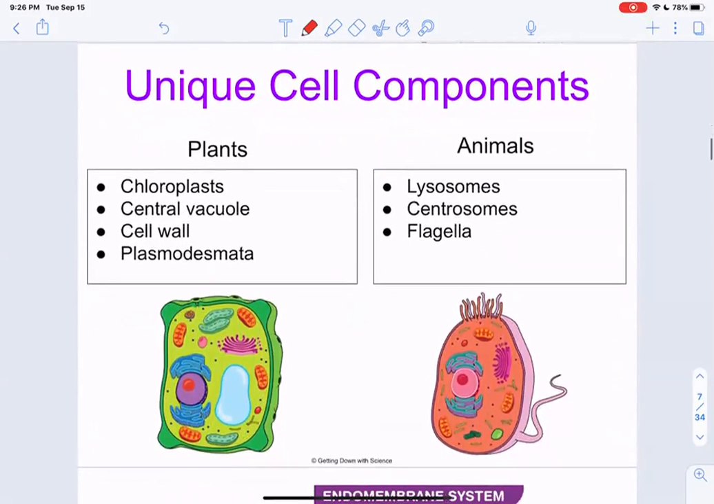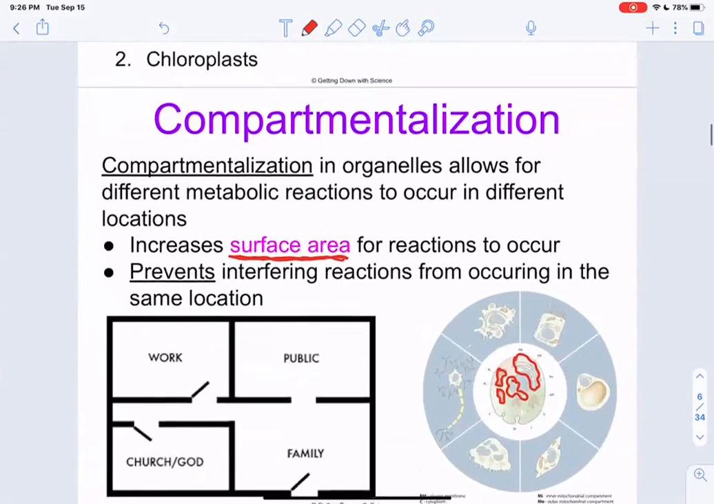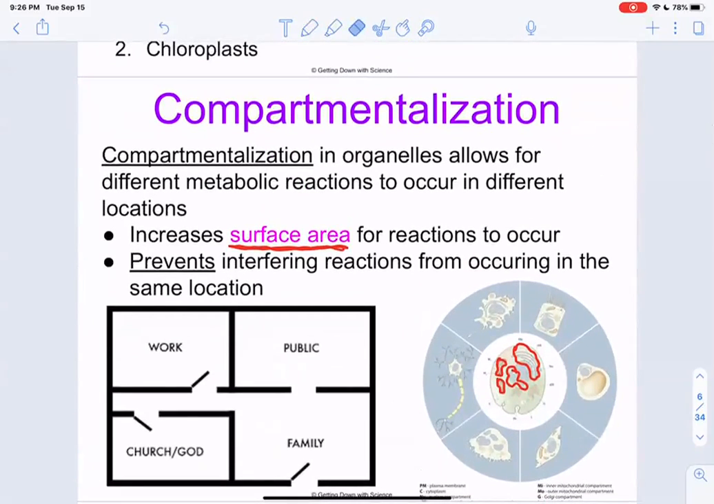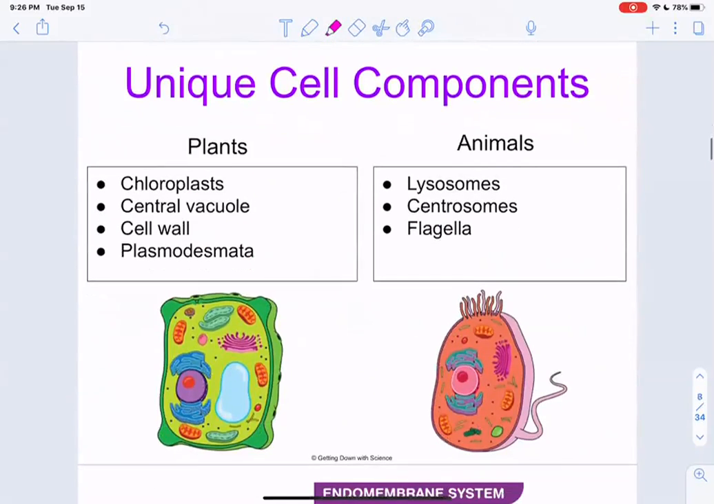Before we start talking about all the organelles, let's talk about some unique organelles that you're going to find in plants versus animal cells. So with plant cells, let me go back. I did not highlight this key vocab word. I said in pink. Compartmentalization, key vocab word.